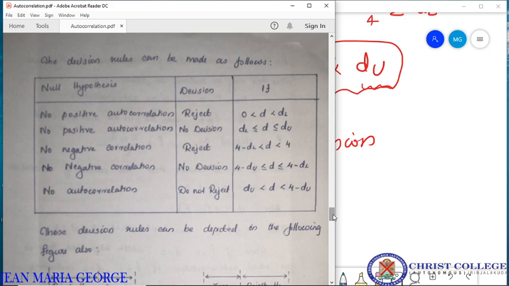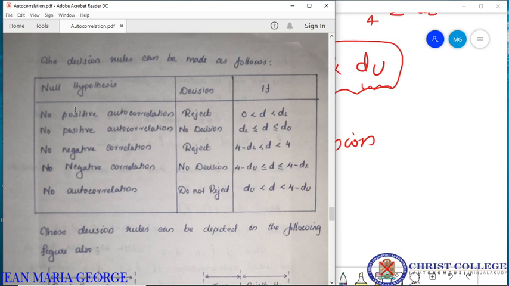Okay, so there is a null hypothesis. We can set the null hypothesis: no positive autocorrelation, no negative autocorrelation, no autocorrelation. 3 possibilities are there. First hypothesis, no positive autocorrelation. We can reject this hypothesis if the D value lies between 0 and the lower limit. So if the D value lies between 0 and the lower limit, we can reject the hypothesis that there is no positive autocorrelation.